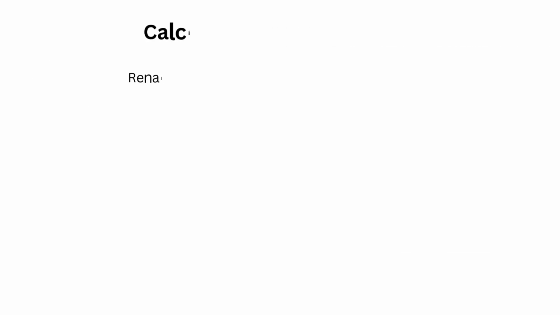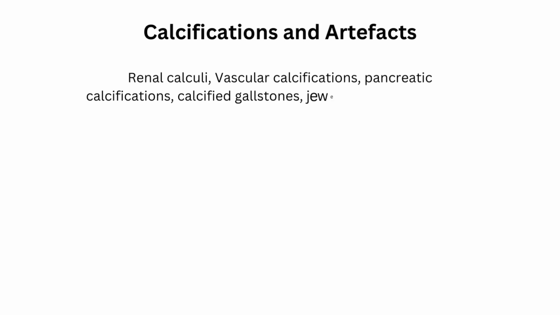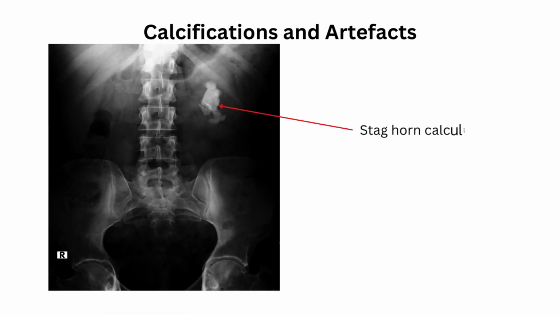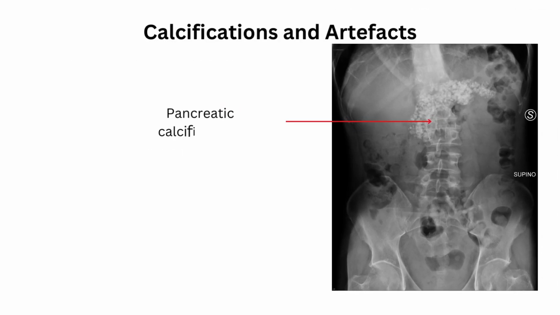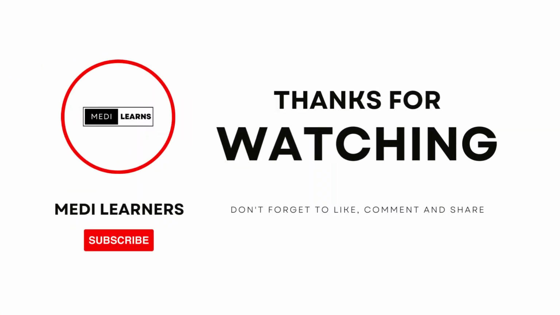X-rays cannot penetrate bones and metal structures. They are visualized as high-density areas. In X-ray, you can see calcified gallstones, renal calculi, pancreatic calcifications, vascular calcification, costochondral calcification, surgical clips, and jewelry. Here you can see the staghorn calculi in the left kidney and pancreatic calcifications.